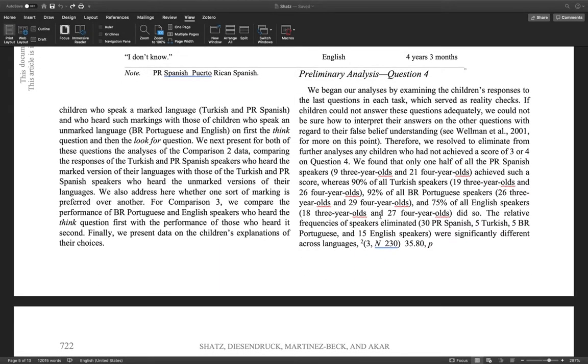We found that only 1/2 of all the Puerto Rican Spanish speakers achieved such a score, versus 90% of all Turkish speakers, 92% of Brazilian Portuguese speakers, and 3/4 of all English speakers. That's actually a problem. 1/2. You're going to have to remove half your data.